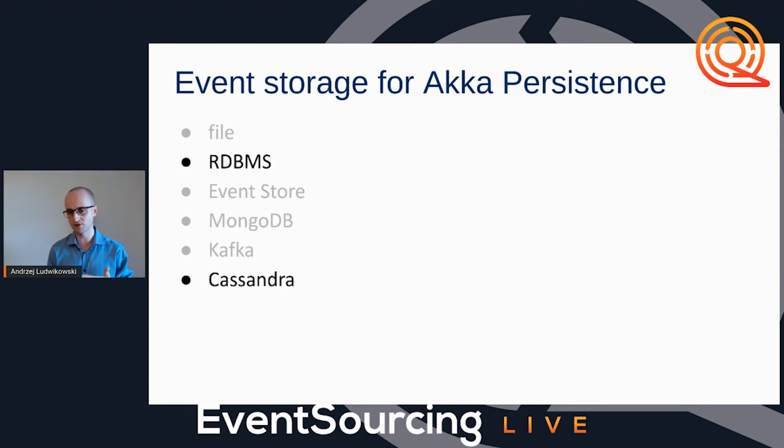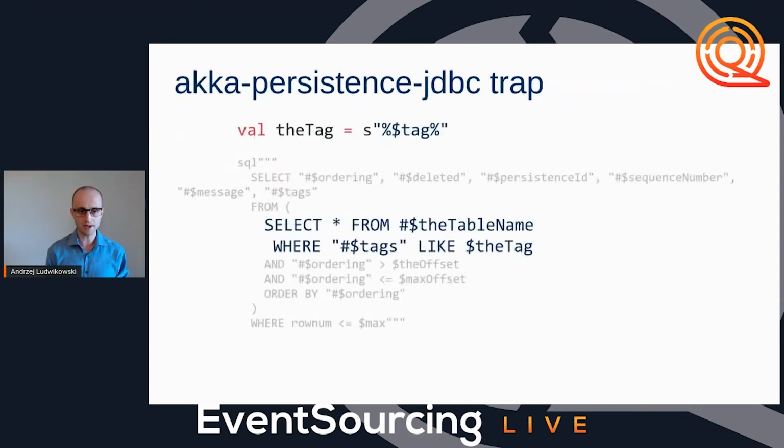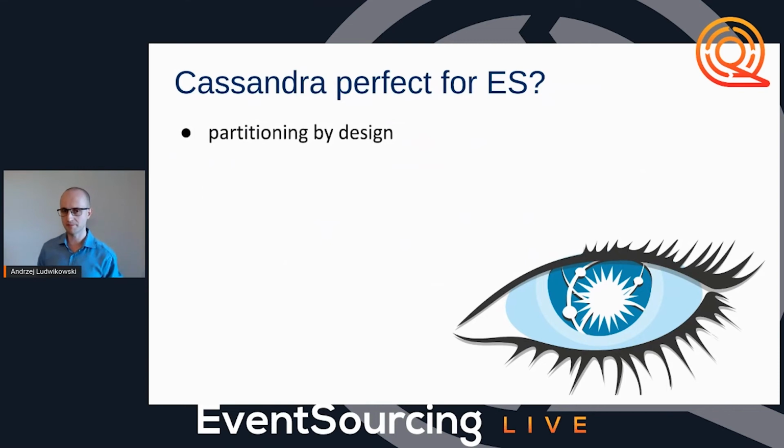That's why I would recommend to use, or at least to analyze, distributed databases like Cassandra. Why? Because you will get partitioning by design. Your data will be spread across all nodes in the cluster. You will get replication by design. So in case of some node failure, you always can read your data from a different node.